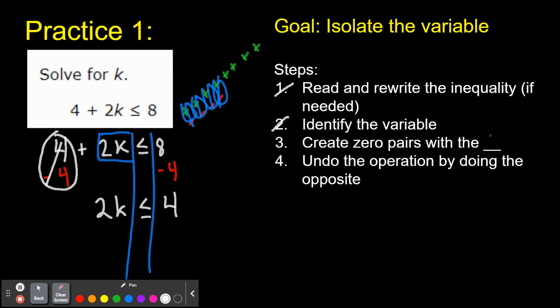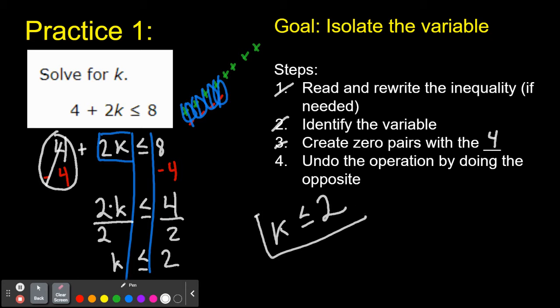We took out the 4 positives by creating 0 pairs, and now let's undo this operation. This is 2 times k, so to undo multiplication, you're going to divide by 2. So we get 1k is less than or equal to 2. K is less than or equal to 2. There you go.